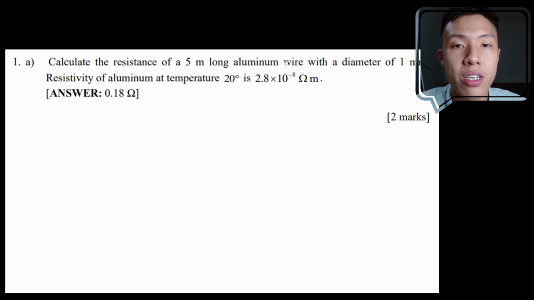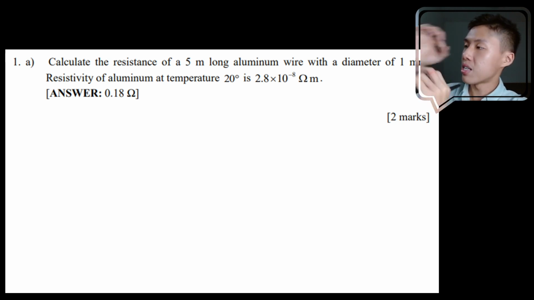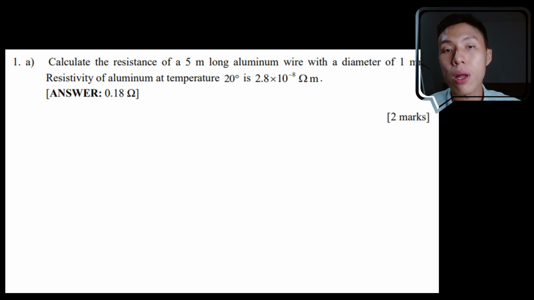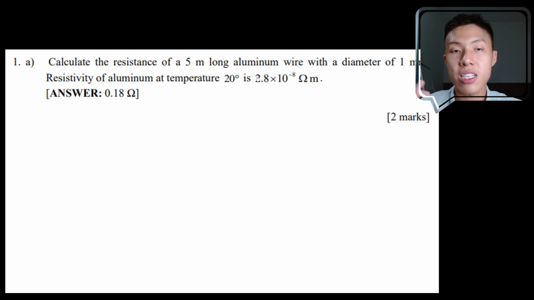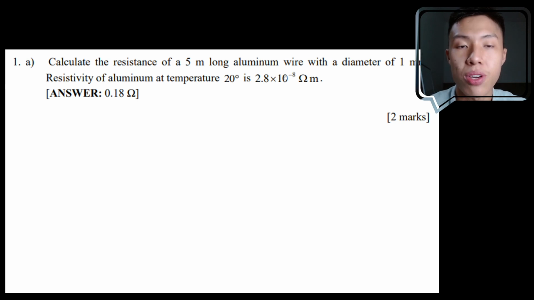long aluminum wire. So they tell you that this wire is made of aluminum, it is 5 meter long, and it has a diameter of 1 millimeter. When we say diameter here, it means that if you look at the wire's cross-sectional area, the cross-sectional area will be a circle, and the circle will have a diameter of 1 millimeter. Then since this wire is made of aluminum, they also tell you that the resistivity of aluminum at the temperature of 20 degrees Celsius is 2.8 times 10 to the power negative 8 ohm meter.